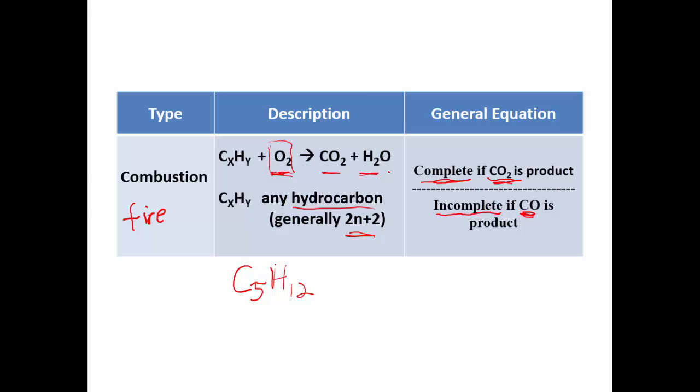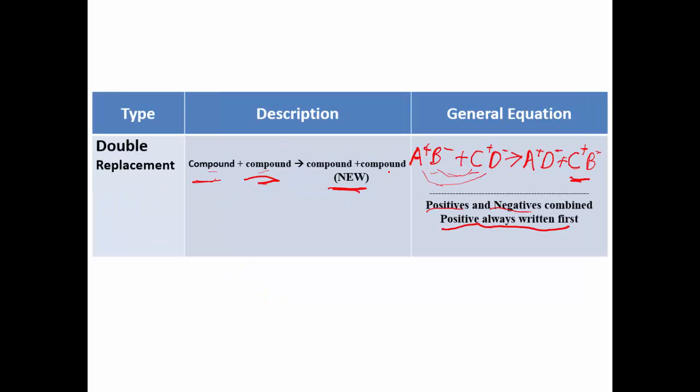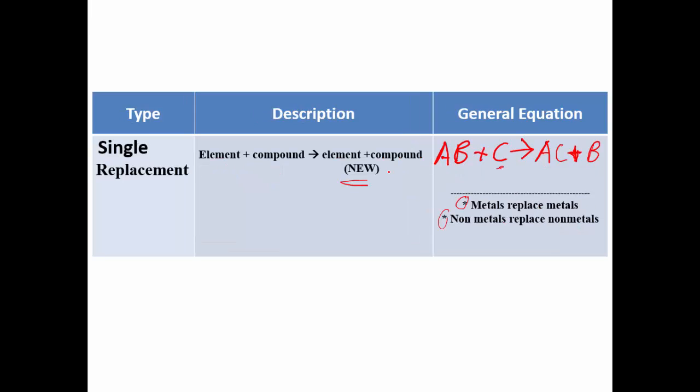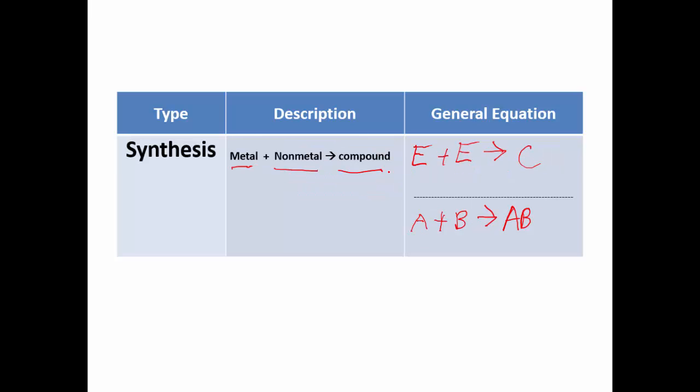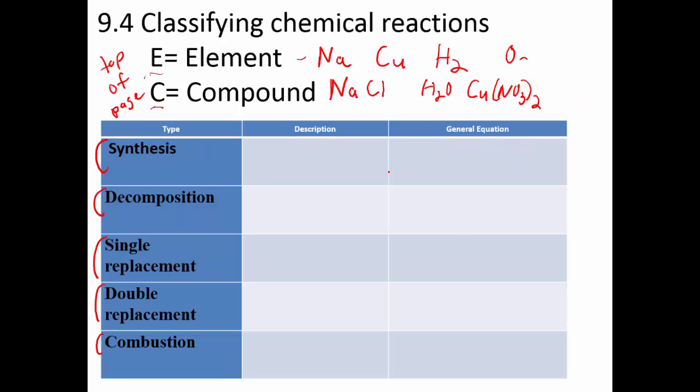So from here, using these 5 types of reactions, we're going to be able to identify any of our types of reactions, whether they be combustion, double replacement, 2 switches happening, single replacement, 1 element replacing another element in a compound, decomposition, breaking down of our compound into elements, or synthesis, creating a new compound from 2 existing elements. So at this point, our chart should be completed with those 5 different types of chemical reactions.